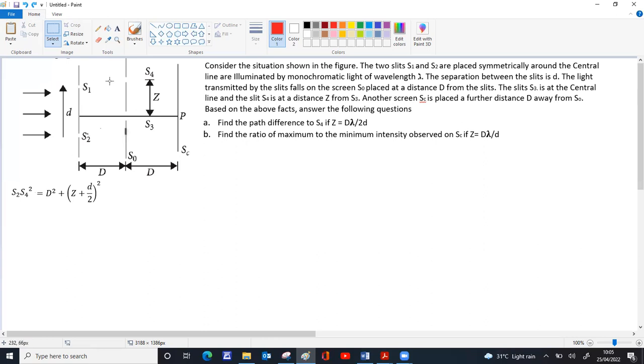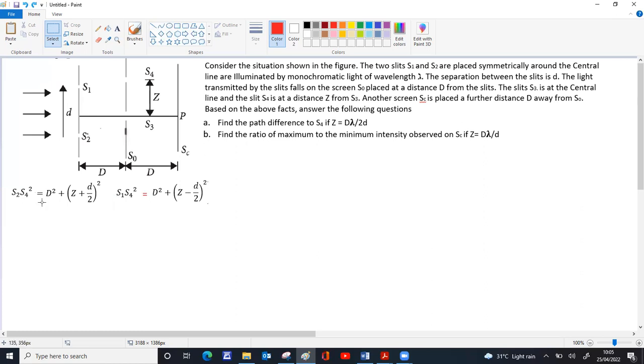Same way, when you find S1, S4, you can take this as a right triangle again. So the hypotenuse is S1, S4. Base is again capital D. The altitude will be Z minus d by 2, like yn minus d by 2 in the normal derivation. So S1, S4 square will be equal to D square plus Z minus d by 2 the whole square.